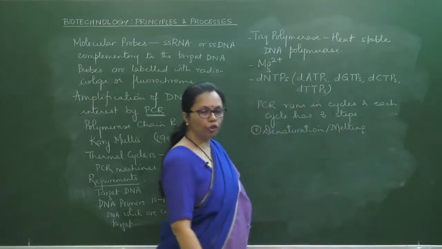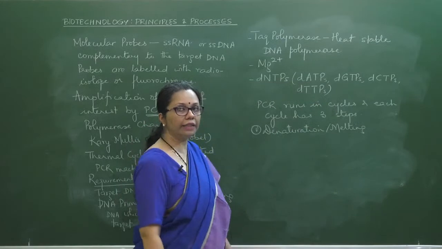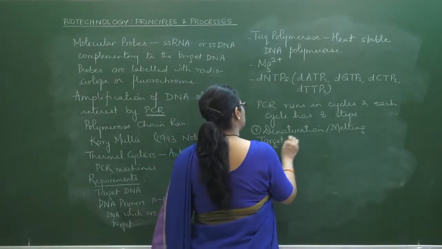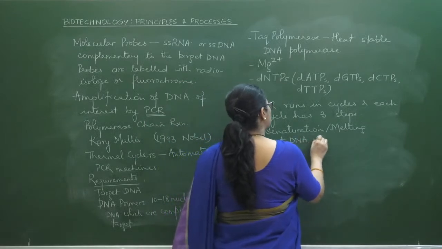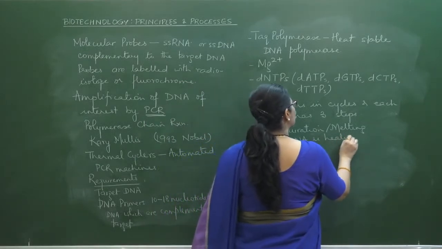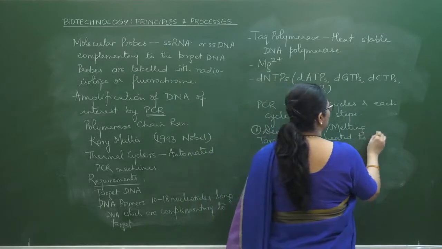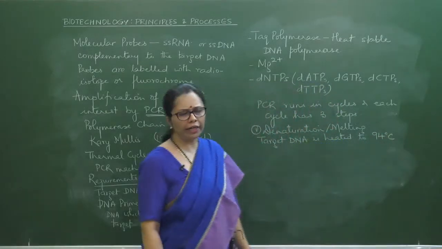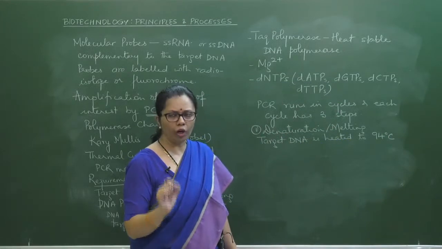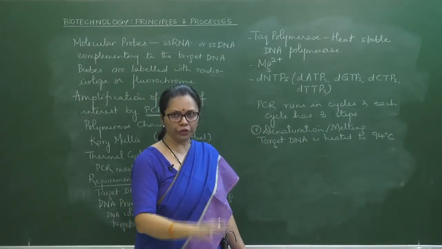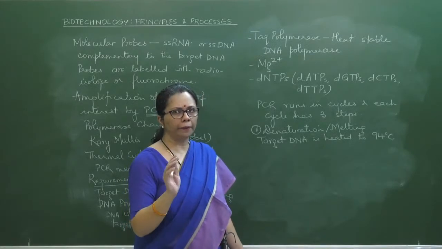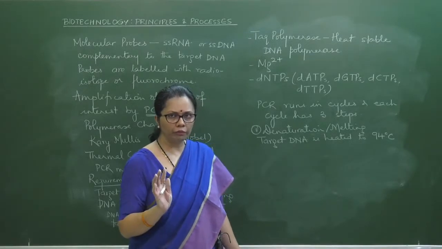Melting of the DNA. In this case the target DNA is heated to 94 degrees Celsius. Some books write 95, it doesn't matter, 1 degree will not have much effect and you won't have 2 options so close, never. But basically all the biotechnology books mention 94.